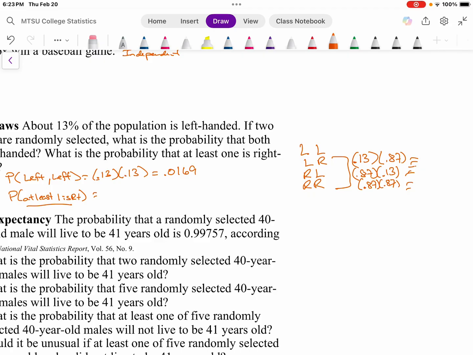Or we can use the complement rule. We can do 1 minus the probability that they're not righty. They're not righties, so that would mean that they're both lefties. So that'd be 1 minus the probability both are lefties. And we already have that, so we would just go 1 minus 0.0169, and that would be 0.9831. So there's a 98.31% chance that at least one of the two people we choose is right-handed.